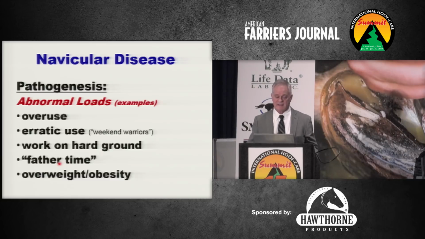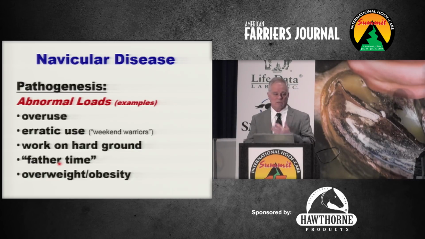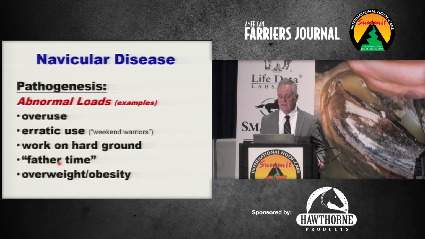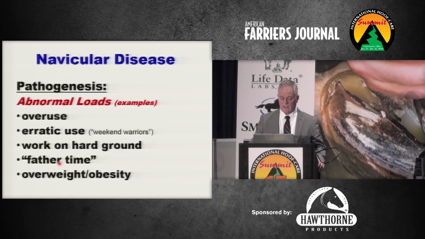Okay? So you could ask, what would be abnormal loads? It could simply be overuse. Think of the navicular apparatus as no different than a cannon bone or a muscle or a superficial digital flexor tendon. You can overuse those tissues and hurt them and cause disease. Okay, pretty simple. The second one, which I think is probably the biggest offender, other than Father Time, is erratic use, or the weekend warrior syndrome. That would be the horse that doesn't get used except on weekends, or maybe once a month.